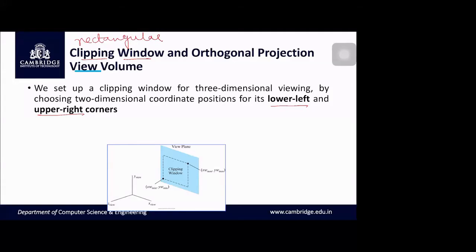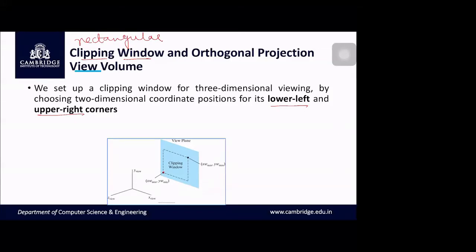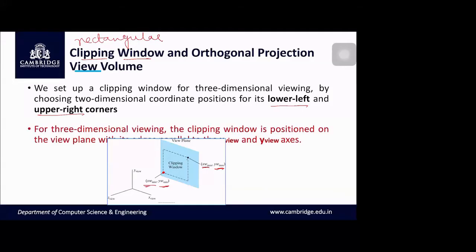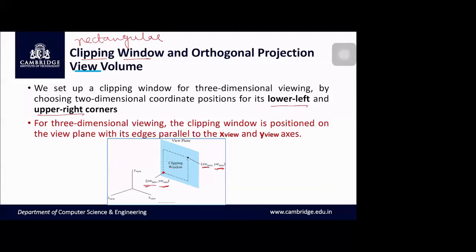Now, the position is fixed. Where actually do I have to place the clipping window? The clipping window's lower left gives me XW min and YW min. The upper right gives me XW max and YW max. This is my clipping window values. If I give these two values, the clipping window is actually defined. For three-dimensional viewing, the clipping window is positioned, yes, the position is fixed. The values are based on the user inputs.